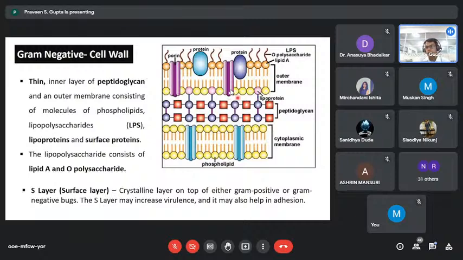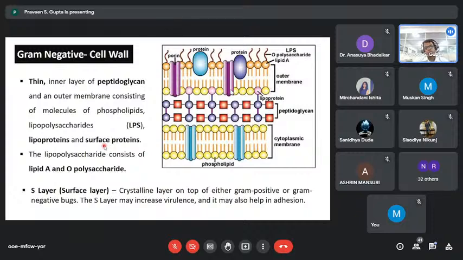If I focus, you can see here, as I explained about the structure of the outer membrane, this outer membrane is basically made up of O polysaccharide and lipid A. I'm showing this slide because I want to show the structure of LPS, lipoprotein, and surface protein. The outer membrane is made up of all these things, but the lipopolysaccharides are again made up of two things. One is lipid A and the second is O polysaccharide. So you should remember that, that is the additional point.